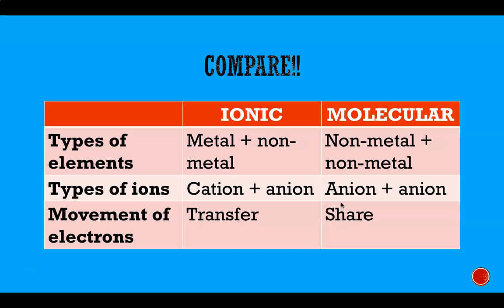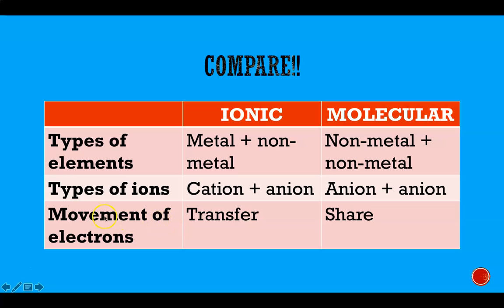So if we pause here and just kind of compare the two, what we know about the two types of compounds so far, if we have an ionic compound, we know that we're looking at a metal and a nonmetal coming together, whereas a molecular compound is two nonmetals. If we look at the type of ions, we've got a cation and an anion coming together in an ionic compound, and in molecular, it's two anions.